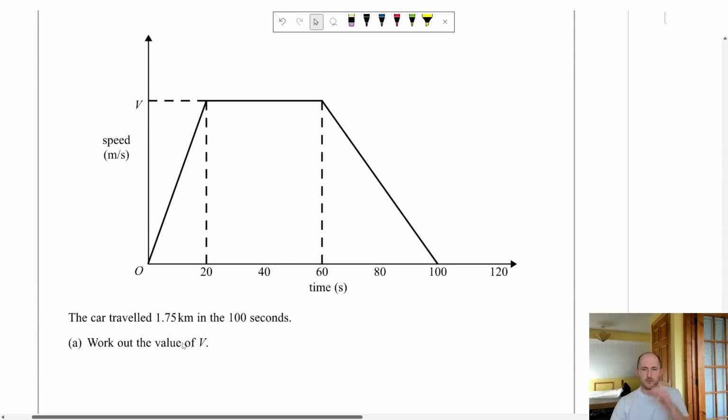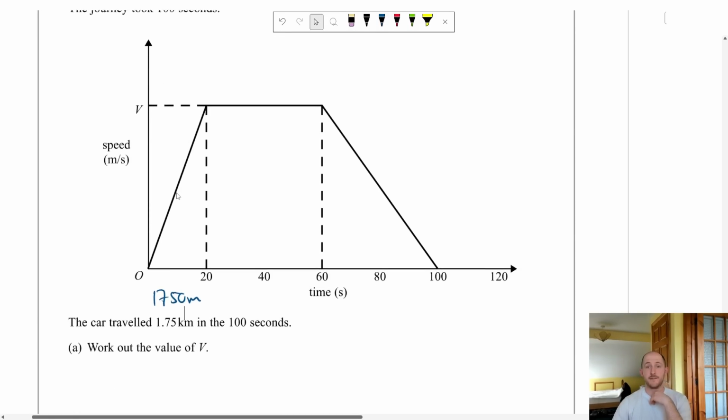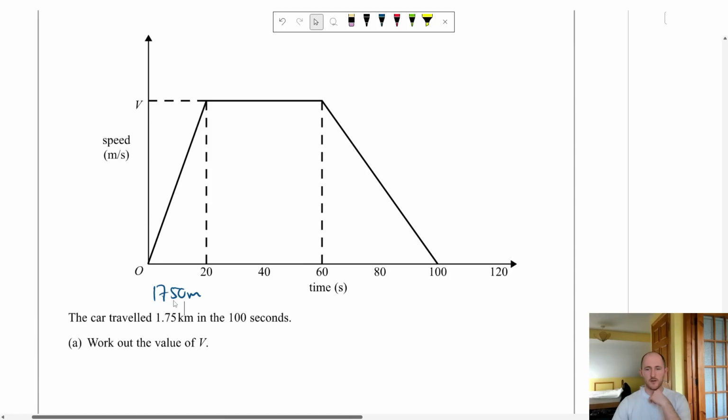Here, we have a speed time graph for a car journey that took 100 seconds, and it says the car travelled 1.75 kilometers or 1,750 meters in the 100 seconds. Work out the value of v. Now, a speed time graph, where do you get distance from? Why do I know I'm using distance? Because they gave me the information. I have to use it. And it's also the only information that will help me work out v.